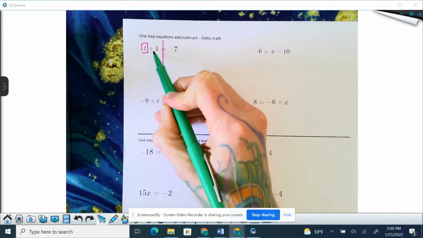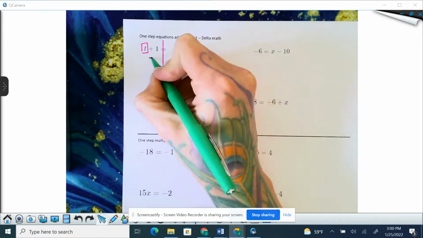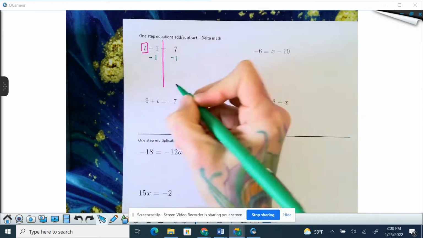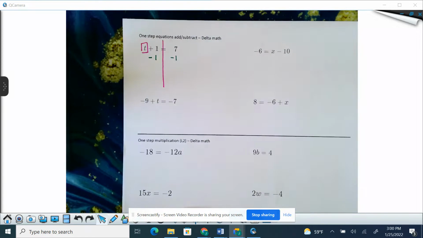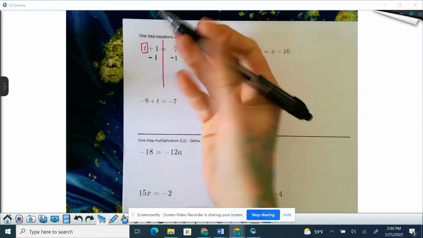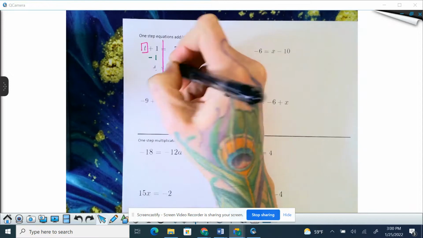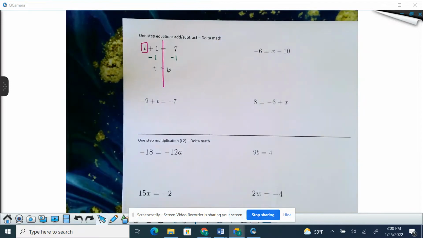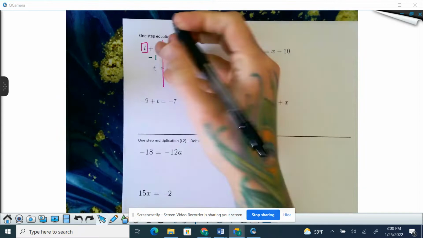And this is plus 1. So we're going to take the inverse of addition and we're going to subtract 1 from both sides. And so then that's going to give me t equals, sorry, I'm a color nerd and I need my pens. There they are. So t equals 6 for that one. So pretty basic, just using the inverse of addition.